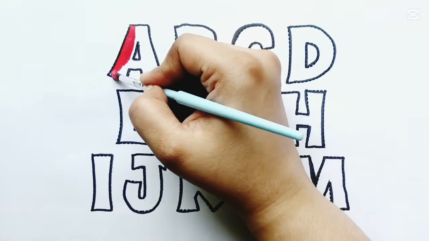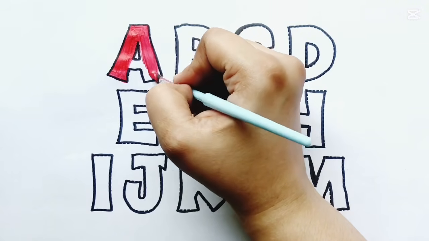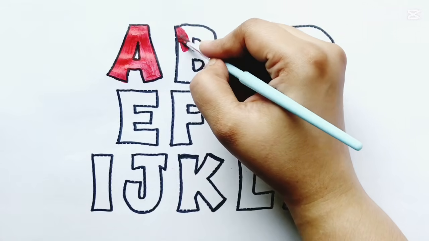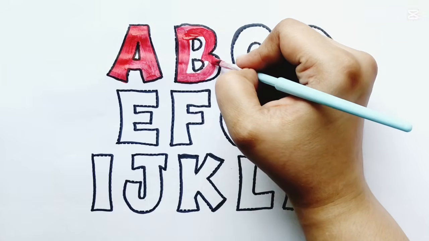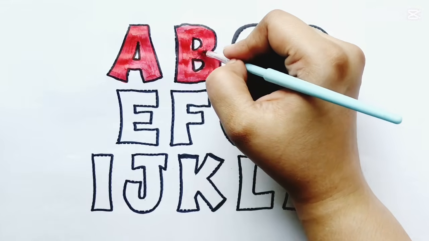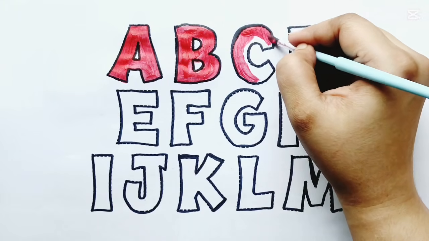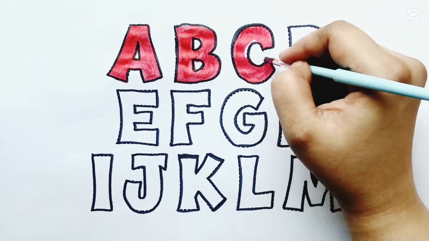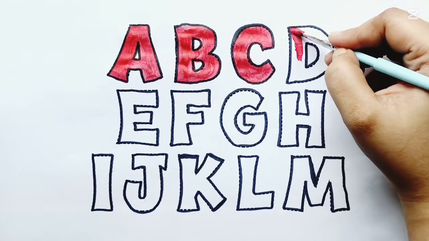Let's paint red color. A for apple. B for banana. C for carrot. D for dolphin.